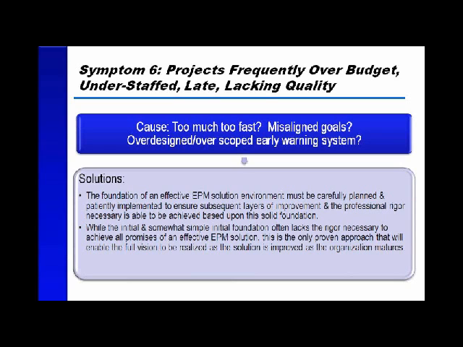So when we look at an initial and somewhat simple foundation that lacks the rigor necessary to achieve all promises, this is the only proven approach that will enable the full vision. So an initial, simple foundation that intentionally lacks rigor, meaning going all the way down to managing resources and budgets. Most enterprise project management solutions have to think about doing schedules first, or if they're going to go to budget and labor management, they're going to have to do that at a high level initially. And then those subsequent foundations can be built to go to a greater level of rigor. Once we can prove that we can do this at a simple level, then we can add complexity. So how do we get to complex solutions? We start with simple solutions. So let's talk about these solutions in some greater detail.